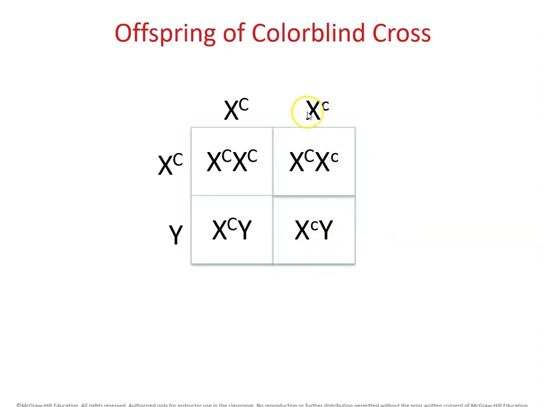If I asked you what % of offspring overall will be colorblind, I hope you just said 25%. If I asked you what % of males will be colorblind, I'm hoping you just said 50%. So I hope all that made sense. If it didn't, please send me an email so we can clarify anything that you're confused about.